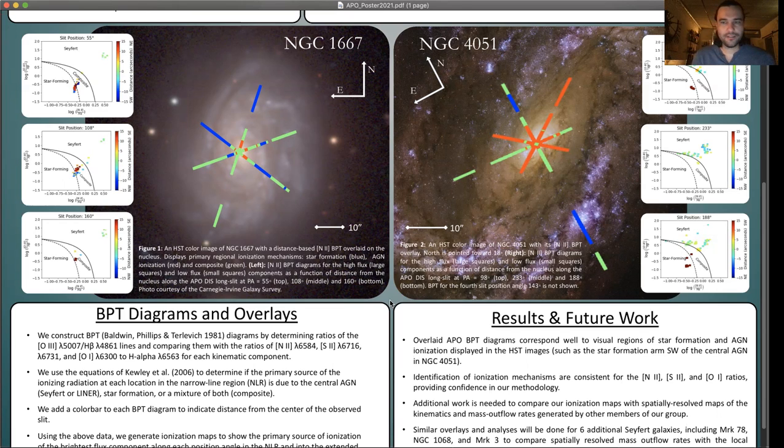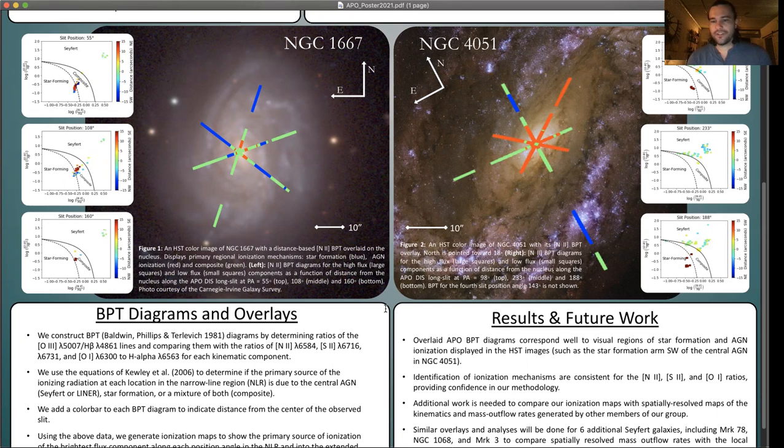The results of this are that when you overlay these onto HST images, you see that they correspond pretty well to what we see visually. We see the blue overlapping the star forming regions, especially in the southwest of NGC 4051, and the red AGN regions are usually congregated towards the center of these galaxies. So in NGC 1667, you can see that the AGN outflow dominated ionization doesn't go too far from the nucleus, whereas in 4051, you can see that it extends for a pretty good bit.